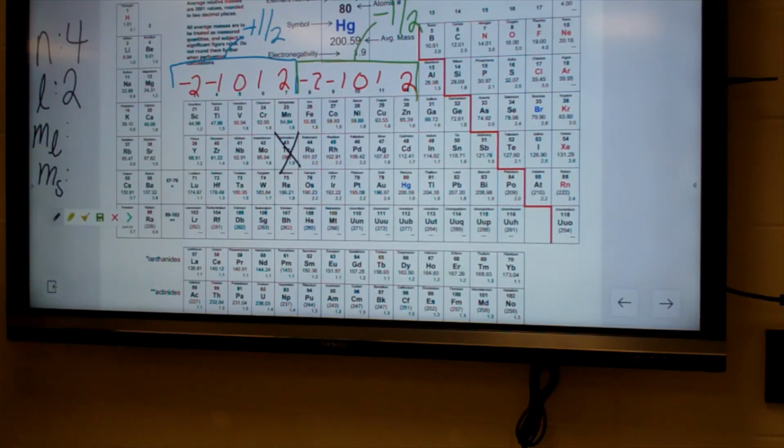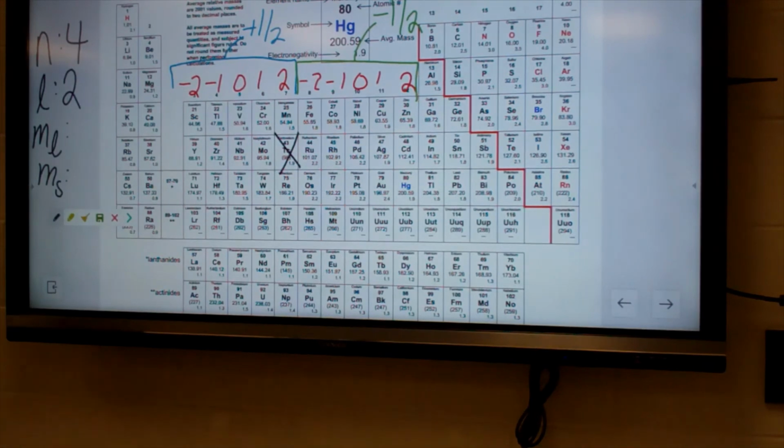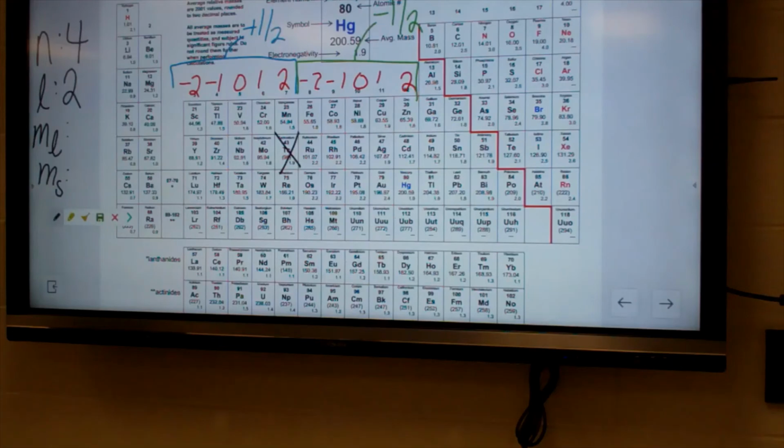Why do you have to subtract? Just start over that sentence, because you lost me on that one. N refers to the energy level. When you're looking at the energy level, for the S and the P blocks, energy level is equal to the row. But the D and F blocks are not, and they're like this on purpose.